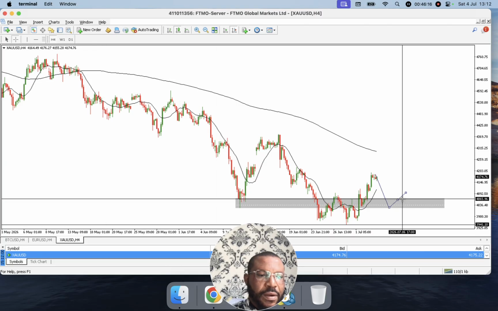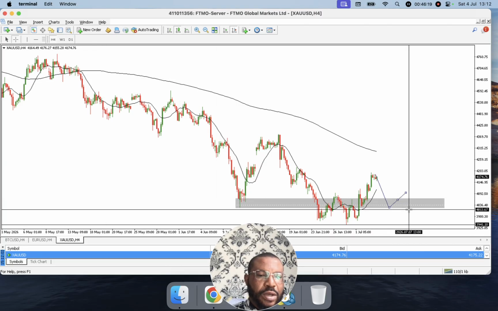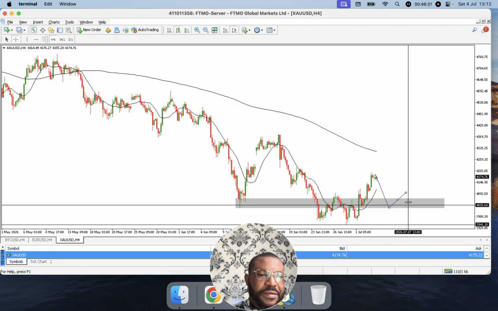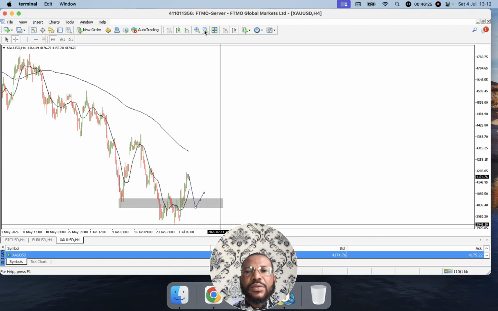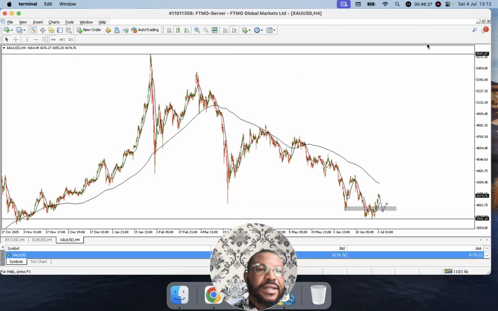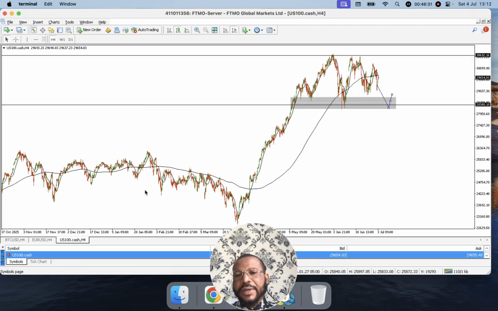Then the next one, the good entry 4065, stop loss below here at 4015. TP1 4178. Then your TP2 higher time frame target at 5597. Next pair, Nasdaq.